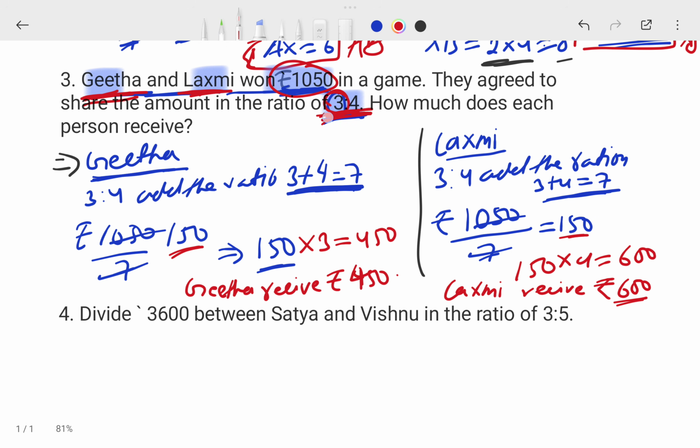Here we added the ratio, we get 7. After that we divide with this, we get 150. Now the ratio of Lakshmi is 4, so we multiply by 4. We get the value. It's over. Simple. Nothing is hard in this one. These questions are very simple, just you have to understand. Okay. Let's do the fourth question.